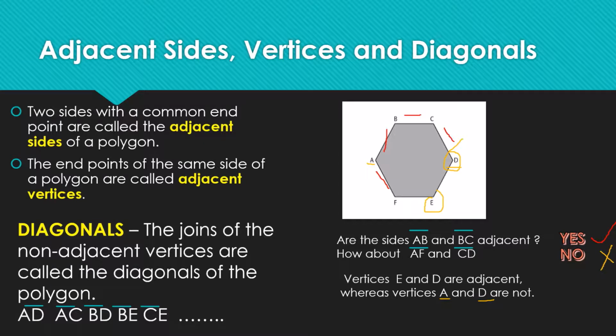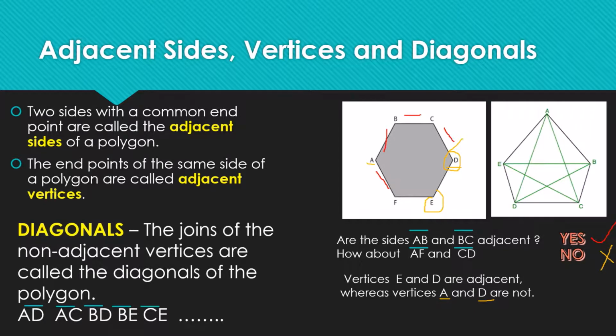So here the diagonals of the polygon are AD, AC, BD, BE and CE. This diagonal concept will be clear with this figure. AD, AC, BD, BE and CE. See closely this figure. Got it?